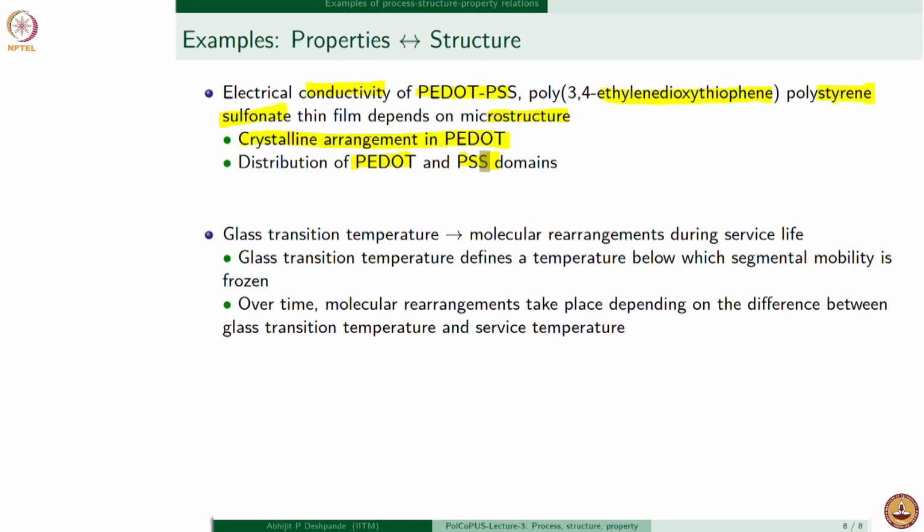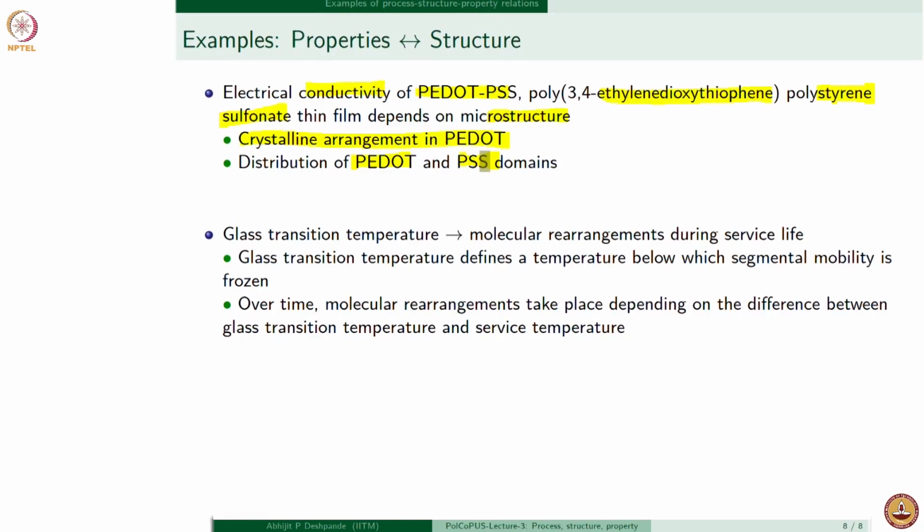And this gives a very rich possibility from an application, from a scientist and engineer point of view. Can I manipulate my structure in a way to give me maximum property? So I need to understand the relation between what is the microstructure and what is the property, in this case electrical conductivity.